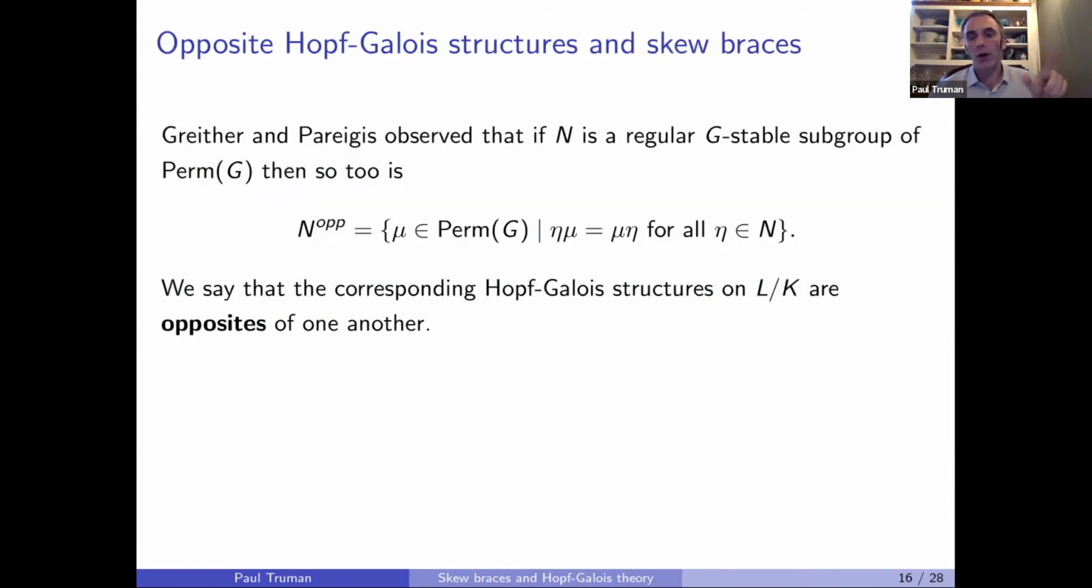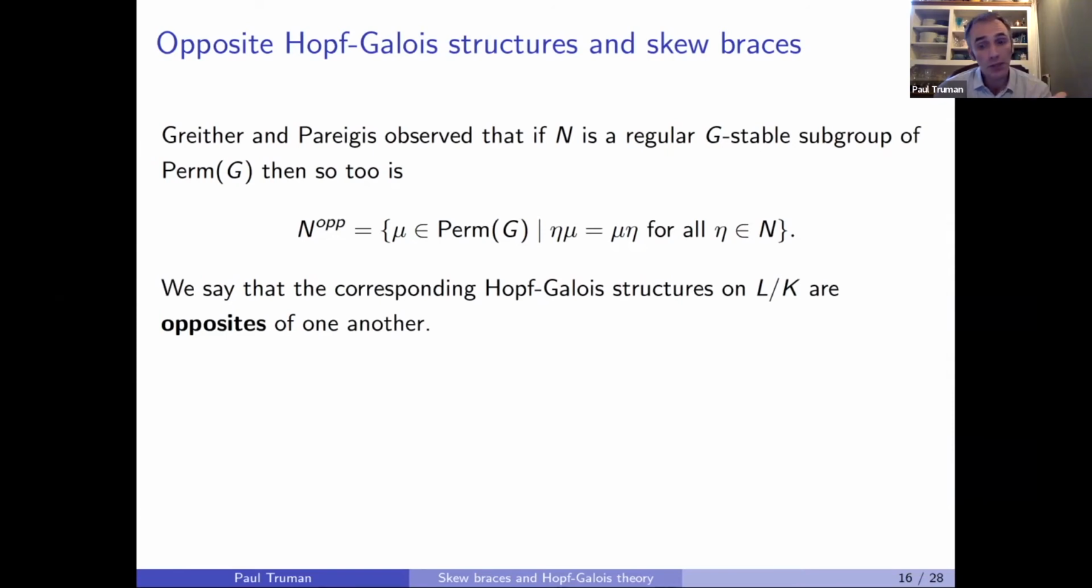So I'm not quite done with the Hopf-Galois correspondence, but it sort of goes hand in hand with this idea of opposite Hopf-Galois structures and opposite skew braces. The idea of opposite Hopf-Galois structures has been floating around in the literature ever since Greither and Pareigis's original paper. I think not really under that name, but it's gained quite a lot of interest recently.